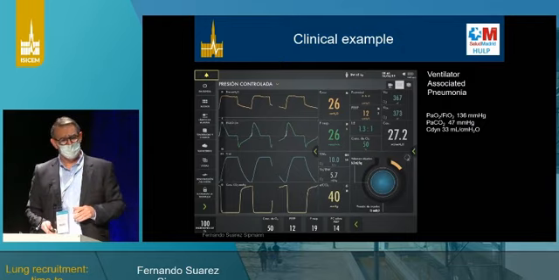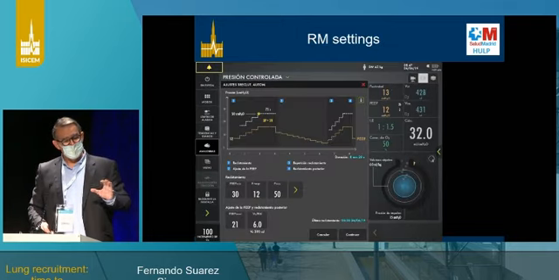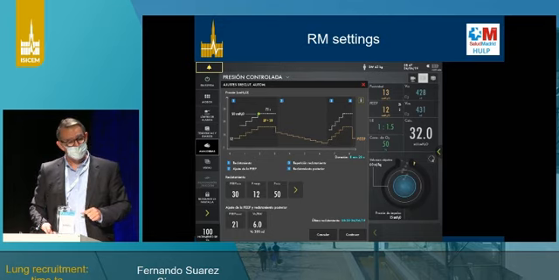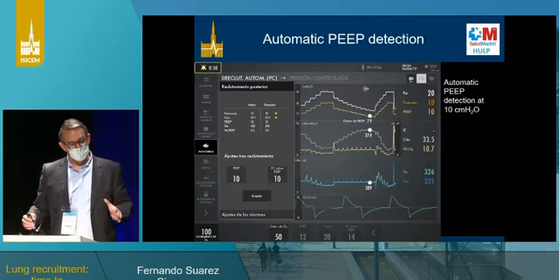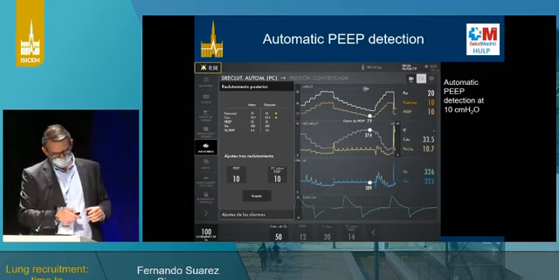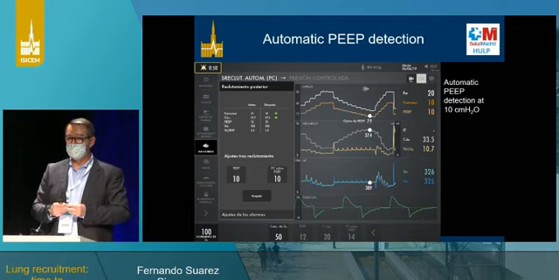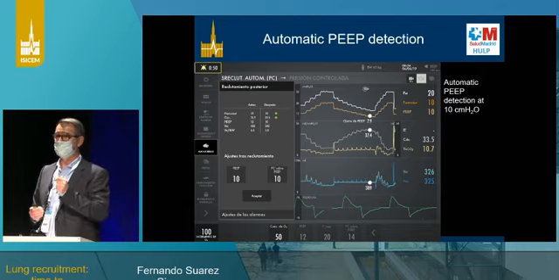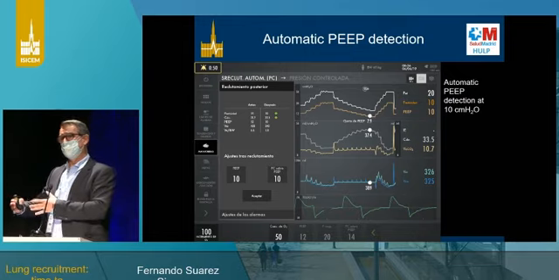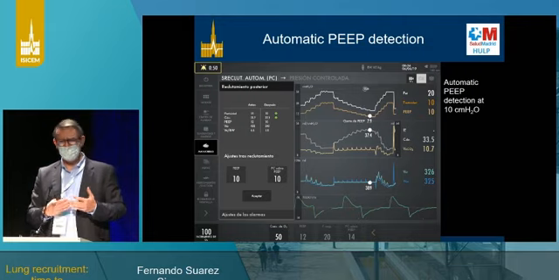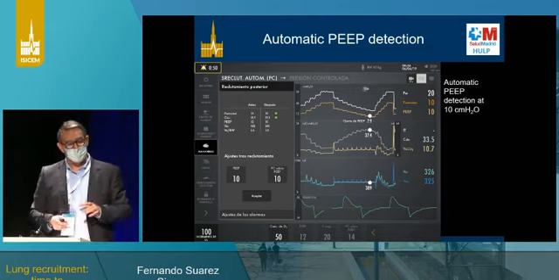So let me show you some clinical examples. Here's a ventilator-associated pneumonia. This is the ventilation of the patient. We adjust the recruitment parameters here, and then we press the go button, and the system performs the recruit maneuver. And you see here that the system mathematically identifies the point of maximum compliance, and this is also a very nice feature of this tool, eliminating a certain subjectivity of the physicians, because sometimes it's not easy, even by looking at the graph, to identify the point of maximum compliance.